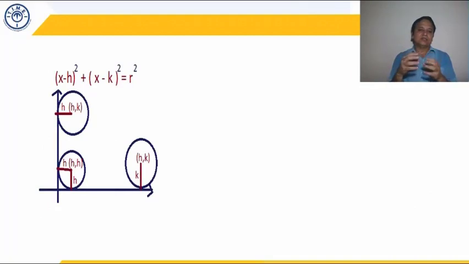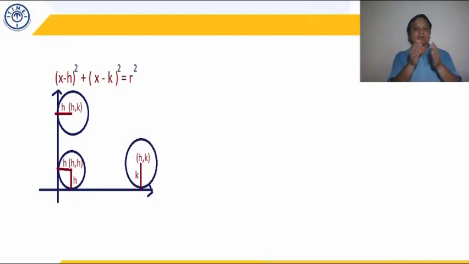Now, if a circle touches the x-axis, its center coordinates are (h, k) and the radius is k. If a circle touches the y-axis, its center coordinates are (h, k) and the radius is the center x coordinate, h. If a circle touches both the coordinate axes, its center x coordinate is equal to center y coordinate, which is equal to the length of the radius. That is, (h, h) is the center coordinate and h is the length of the radius.